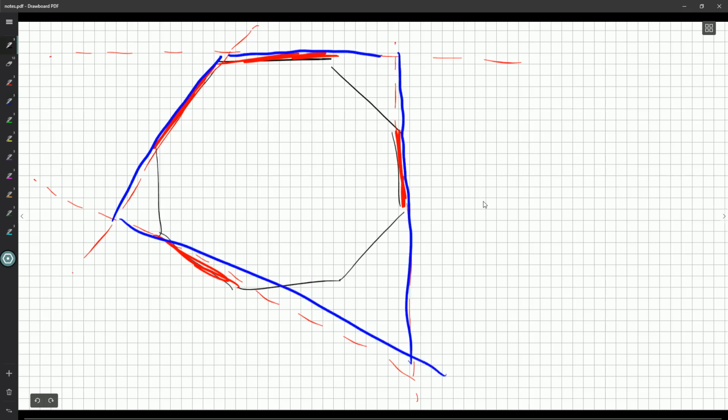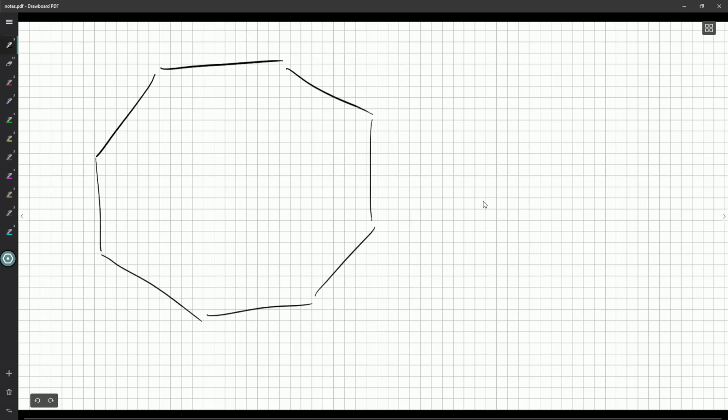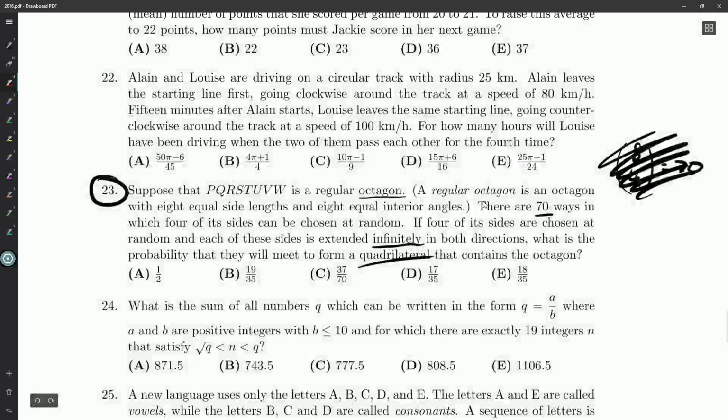Now, just to make sure I really understand what's going on in the question, can I at least find one way to make this not happen? I definitely want to experiment, but let's go back to the question. So, I think I understand what they mean by quadrilateral contains the octagon. We just want the probability.